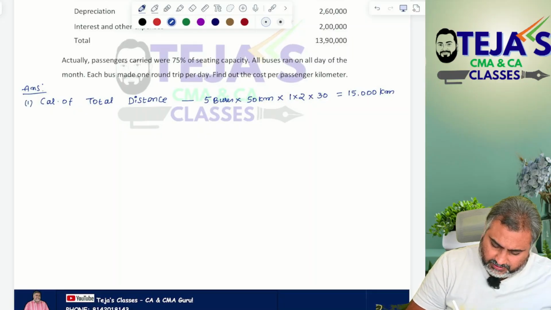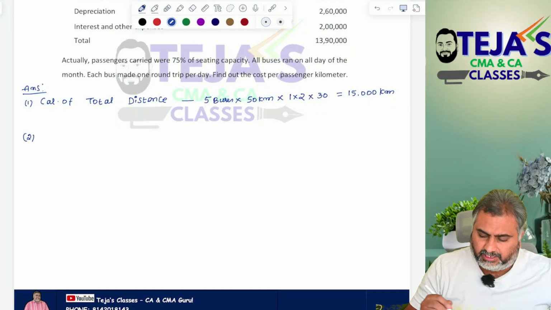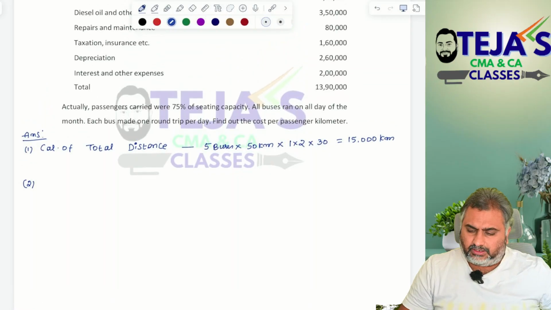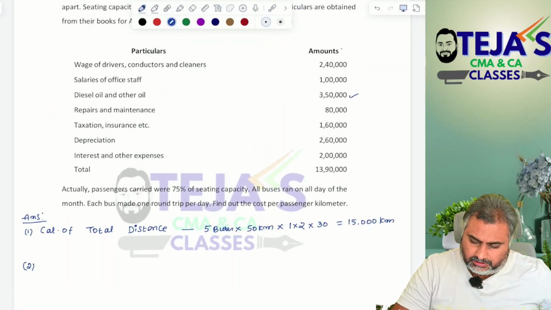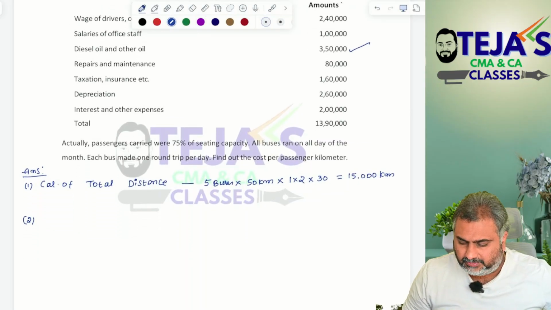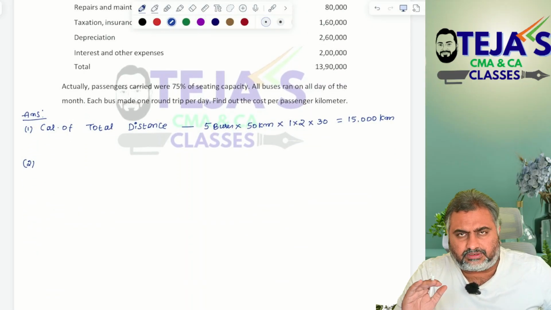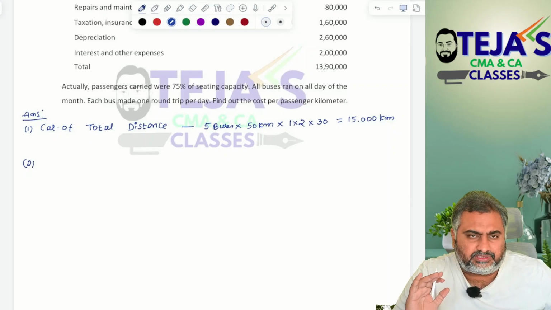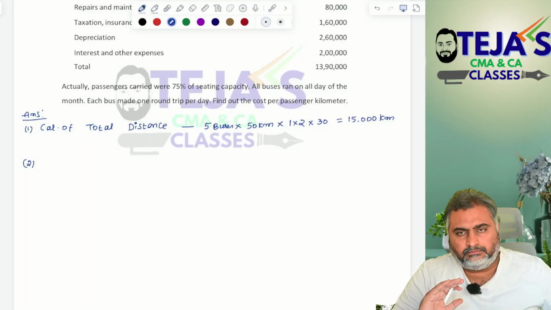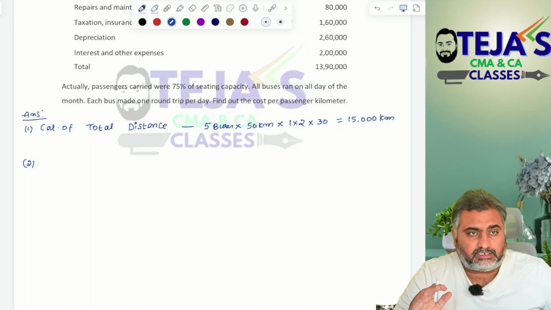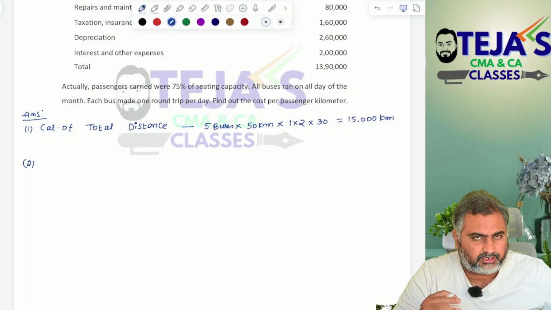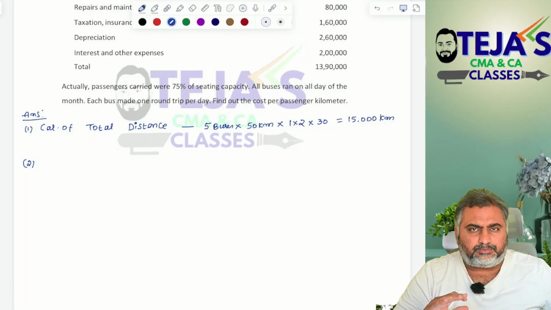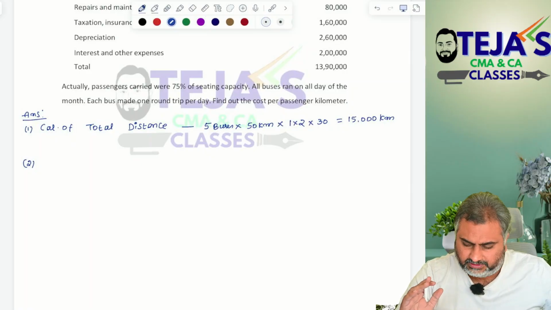This is step 1. Step 2 is normally to calculate the cost of diesel and oil, but that is already given in the question, so no need to calculate it. Whenever you are solving service costing, please solve step by step. First step is calculation of total distance, then cost of diesel or oil, and the third is either passenger kilometers or ton kilometers. You need to follow these steps for transport and service costing.